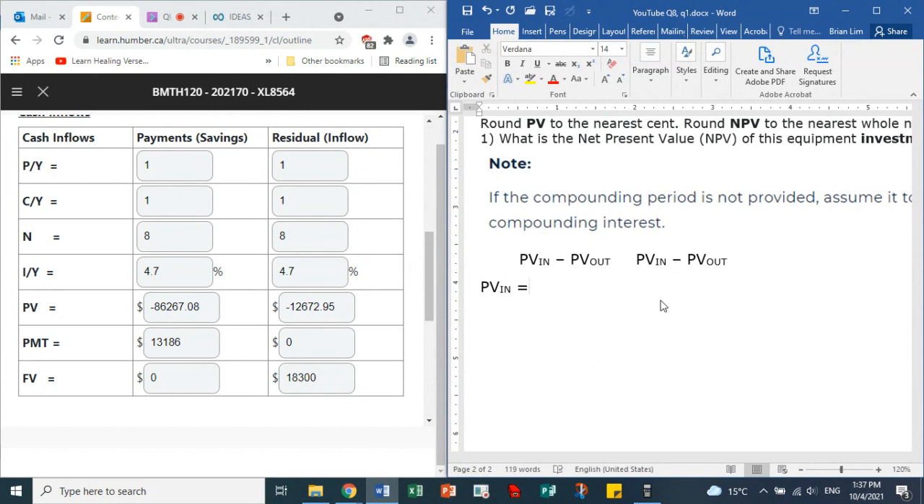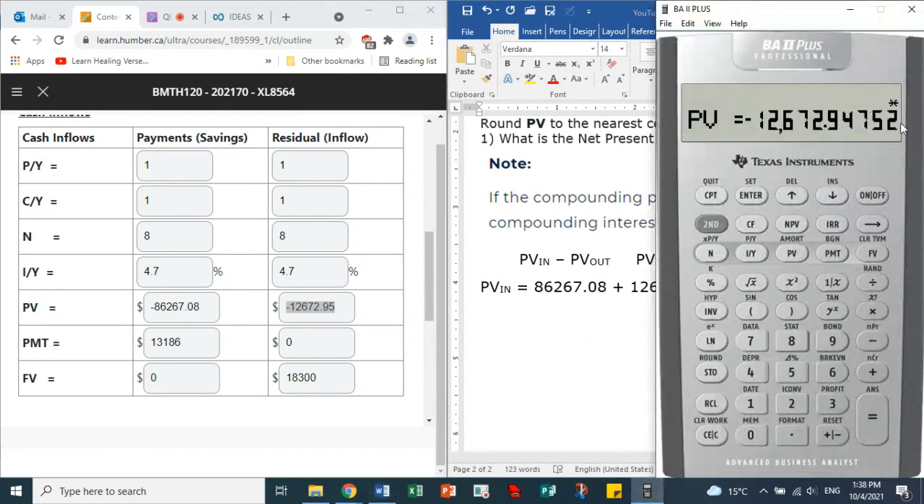And so what is the present value in? It would be, yes, 86267.08. All right, it's these two numbers here, this one here and this one from the residual value of the equipment. All right, so that one is what? 12672.95. All right, so those are the two numbers, and if we add them up, let's add them up. We have our calculator. We have one already. So why don't we just make that positive? Okay, let's put the number in.